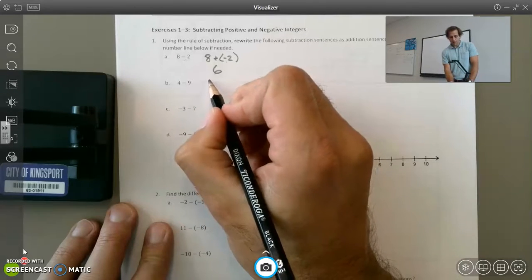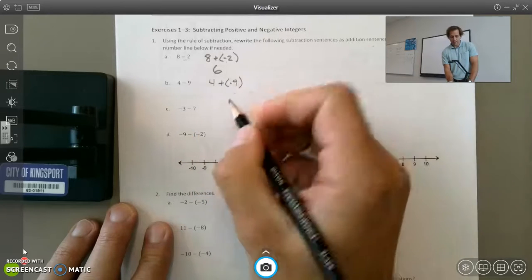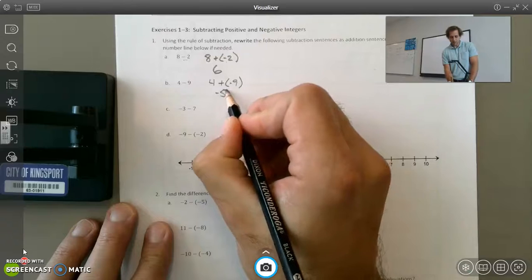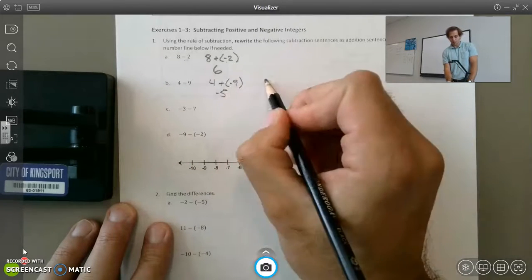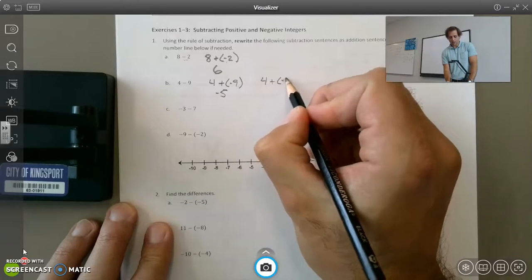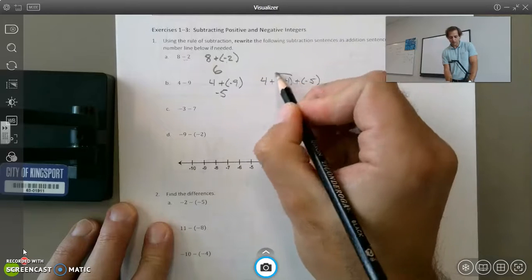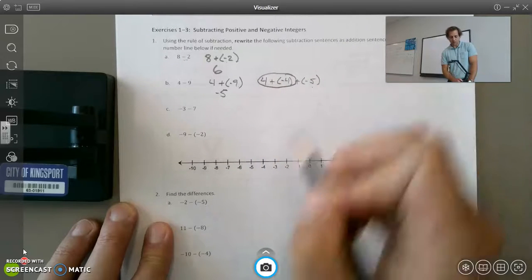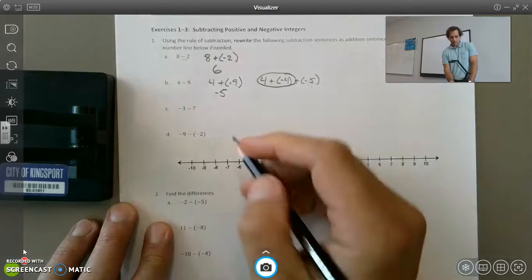4 minus 9 would be 4 plus negative 9. And that's going to be negative 5. You can think about that. If you want to decompose these numbers, 4 plus negative 9 would be a negative 4 and a negative 5, right? And then that creates 0, and I have negative 5 left. So 4 plus negative 9 is negative 5.